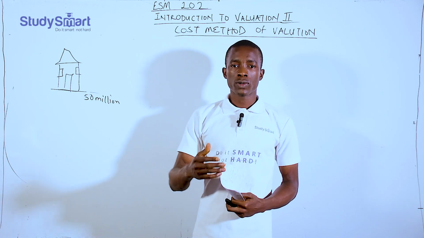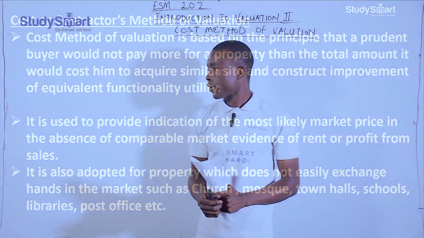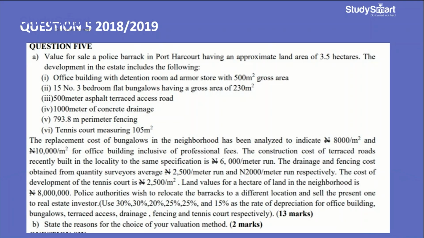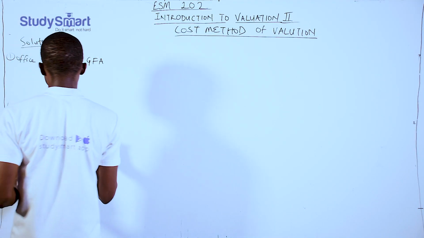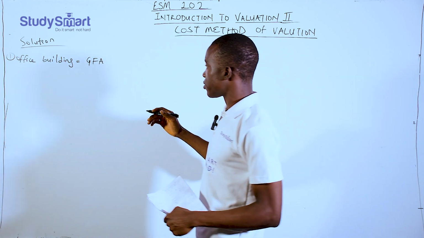So the best method you can go for next is what? Cost method of valuation. As you can see on the slide, question 5 of 2018-2019, value for sale gross floor area. It is advisable for you to bring out your data. You can actually analyze your data at first.